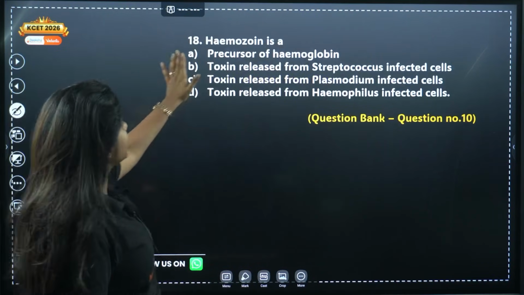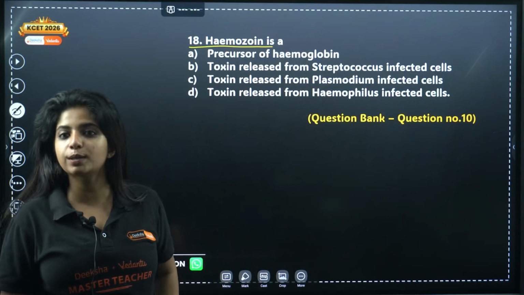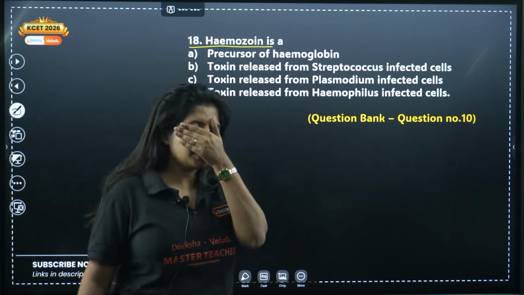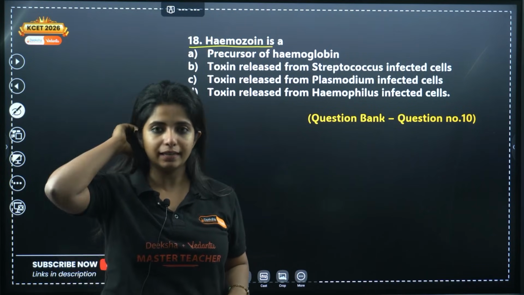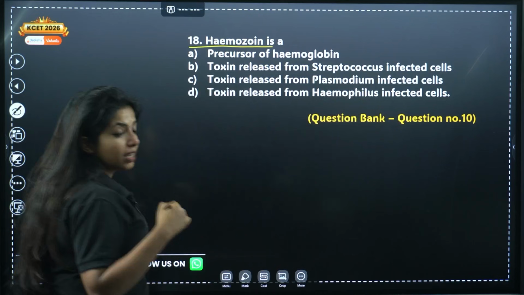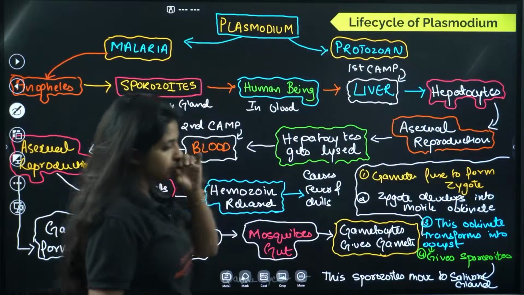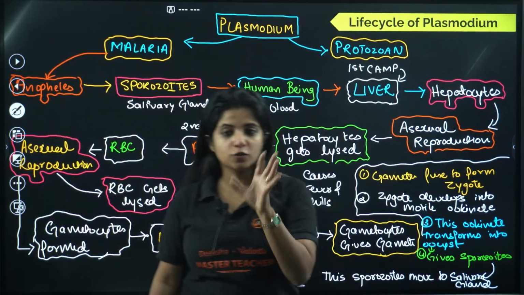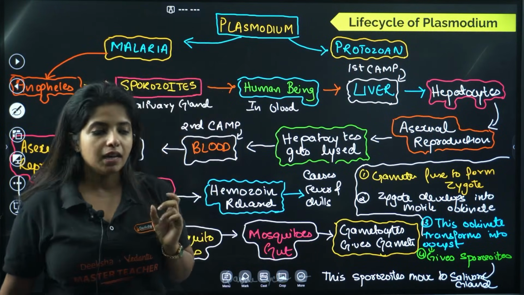Now hemozoin is a, do you know what is hemozoin? So my dear children, I'll tell you the story of Plasmodium, the Plasmodium which causes malaria. The answer for this question is toxin released from Plasmodium infected cell, but you need to know how and what it is. So over here, suppose Plasmodium is there, and Plasmodium, as I told you, is a protozoan that causes malaria, right?